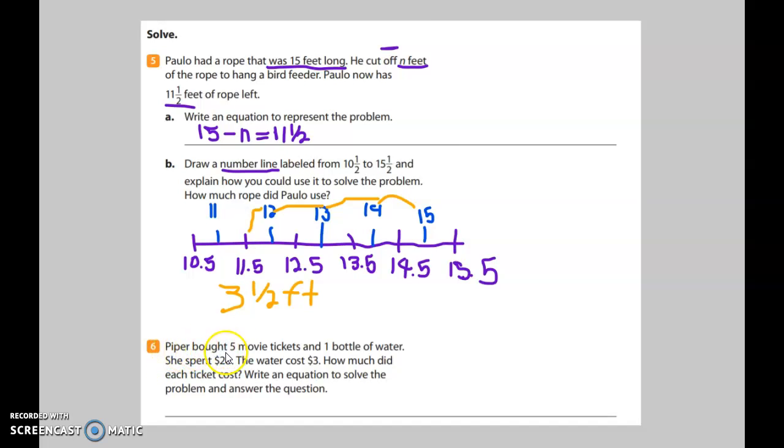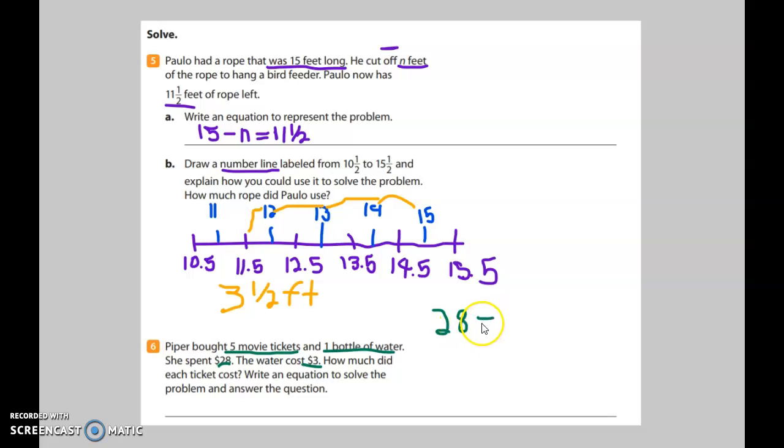Piper bought 5 movie tickets and 1 bottle of water. She spent $28. The water cost $3. Dang, that's an expensive water. How much did each ticket cost? Write an equation to solve the problem and answer the question. So we know she spent $28 total. I'm going to work up here a little bit because that line is not enough room. So 28.